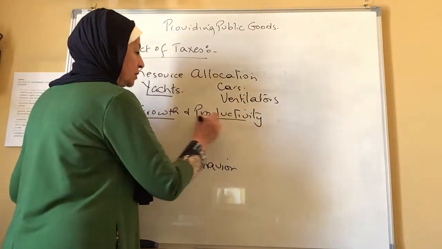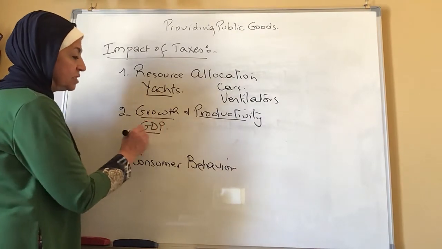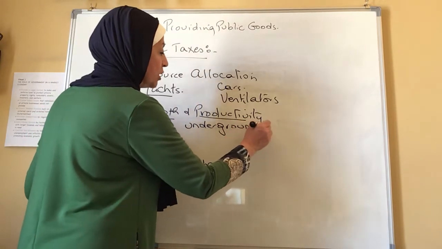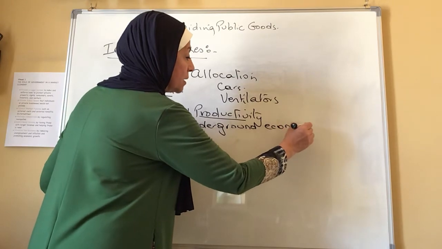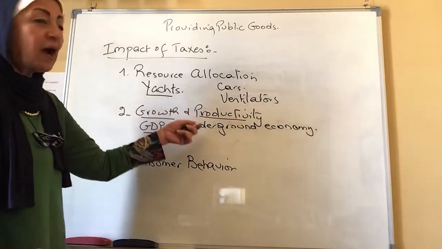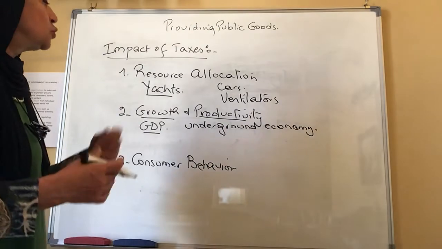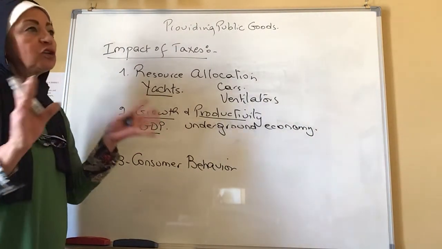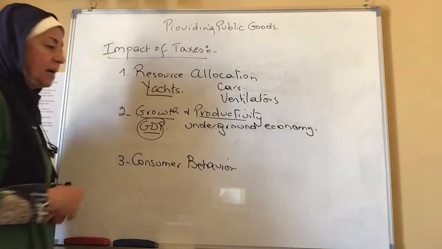Growth and productivity. When we calculated GDP, one of the things that was not counted in GDP was the underground economy. And we said most of the underground economy is an unreported business or production. Why is it not reported? Because they want to escape paying taxes. So what if the government decides to tell those people, I will not tax you, just report? Then GDP would increase, then growth would be higher.